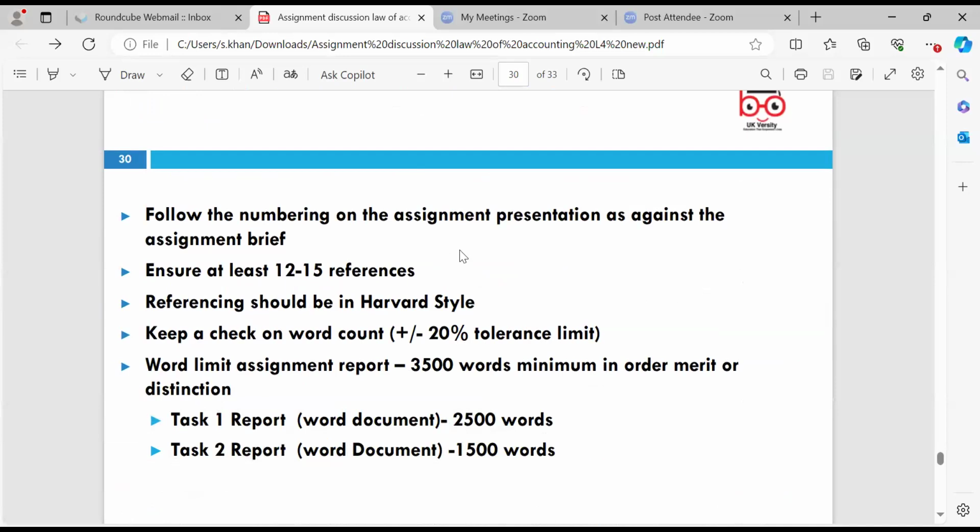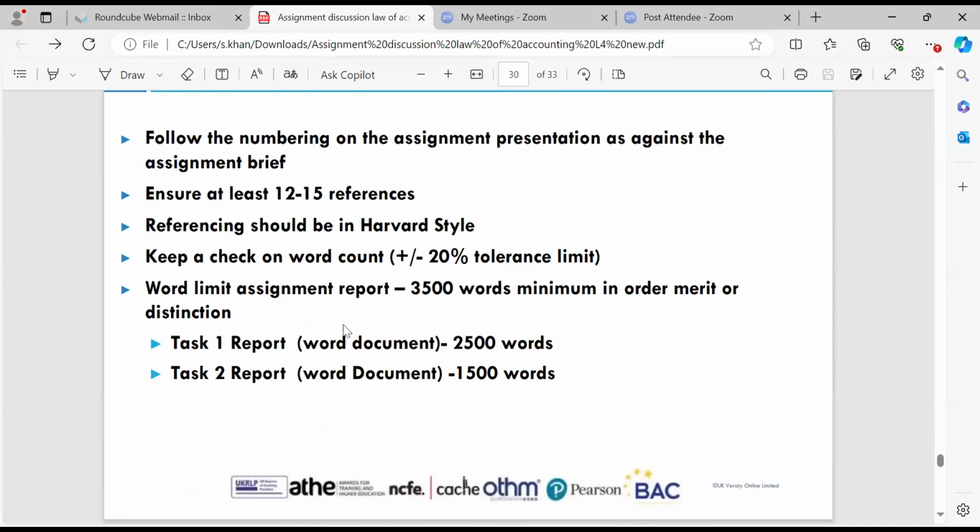Follow the numbering on the assignment presentation as against the assignment brief. So if it's saying 1.1, make sure you are following that. Ensure at least 12 to 15 references. References, again, Harvard referencing. Keep a word count. So you've got 10% leeway either way and 20% tolerance limit, which is, it should be below 20% your plagiarism.